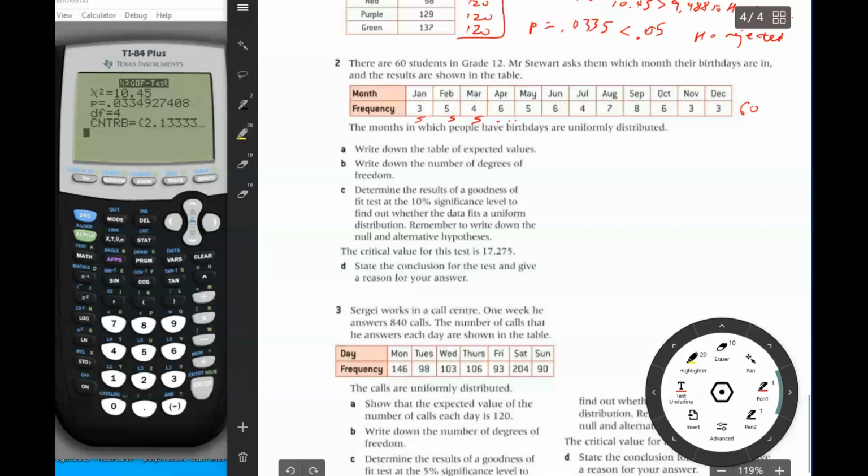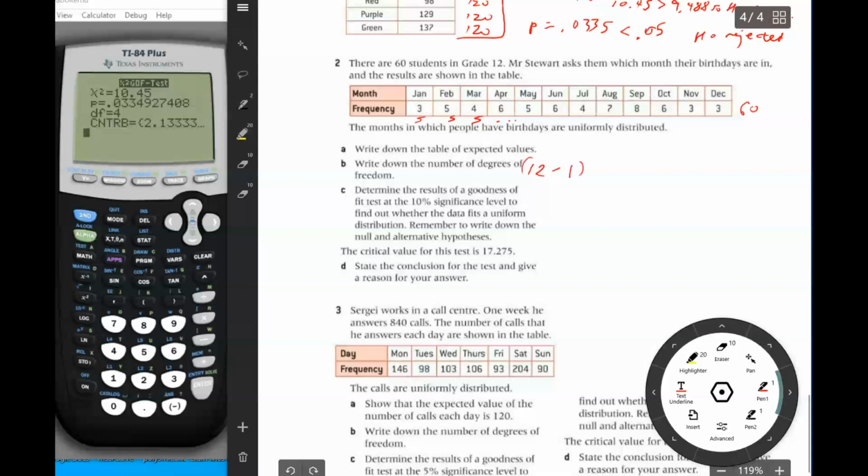Write down the number of degrees of freedom. It would be 12 minus 1, because remember the way you figure out expected frequency is you figure out how many of these you're free to choose, which would be the first 11, and then the last one you would be forced to calculate by subtracting the total of the 11 months from 60. So basically 12 minus 1 gives you the degrees of freedom, so it would be 11.